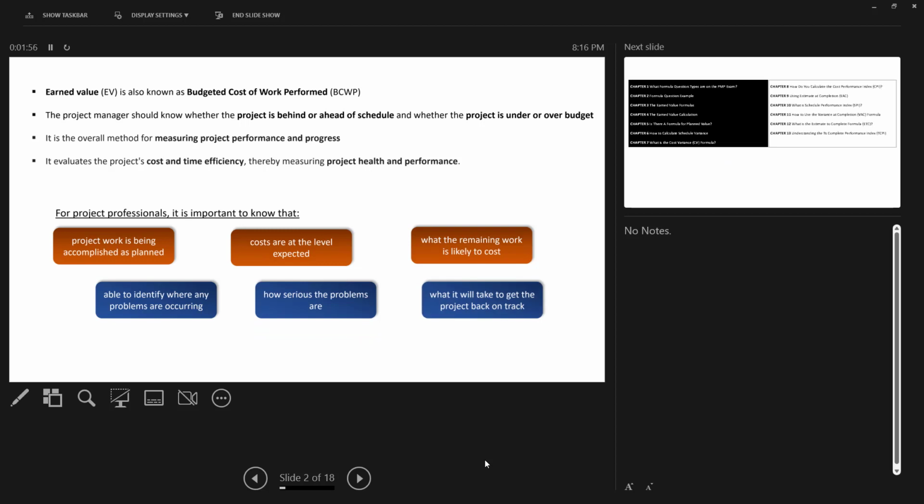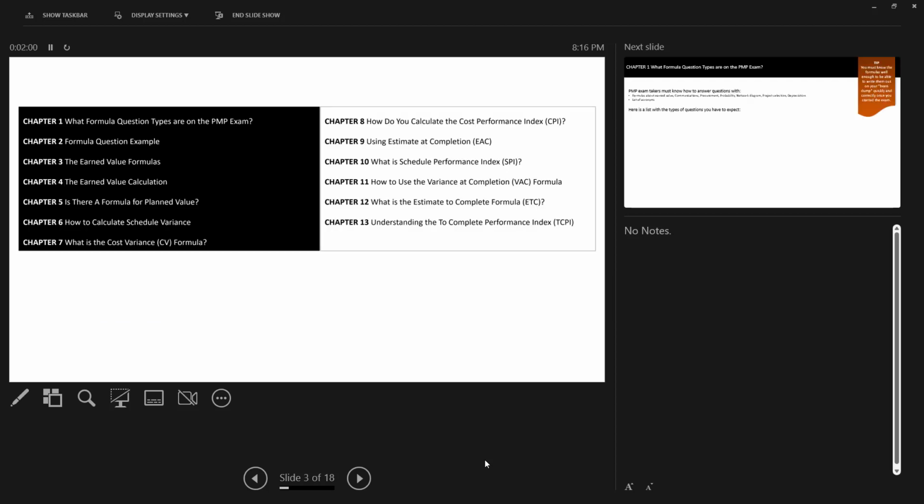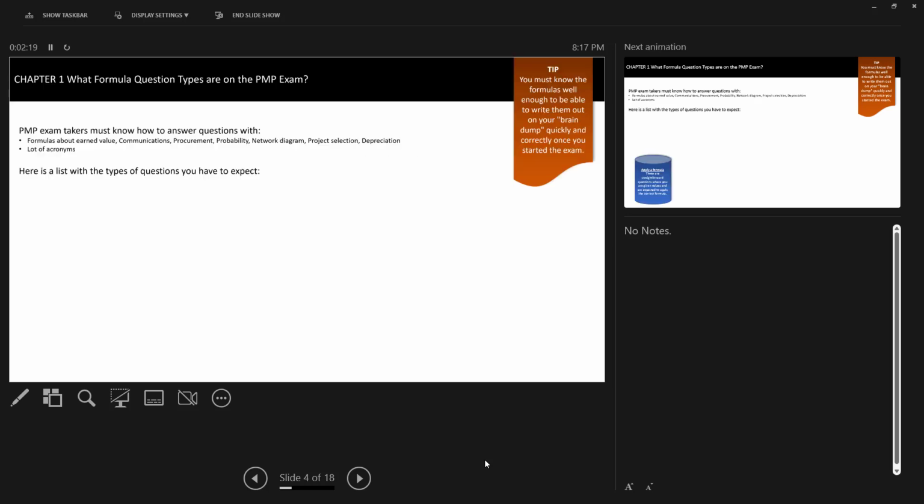what it will take to get the project back on track. Now, earned value analysis or earned value management is broken down into several formulas and a lot of full forms that you would have to pick up. So I have tried to summarize everything on one slide, each chapter I will cover on one slide. So we have 13 categories to visit.